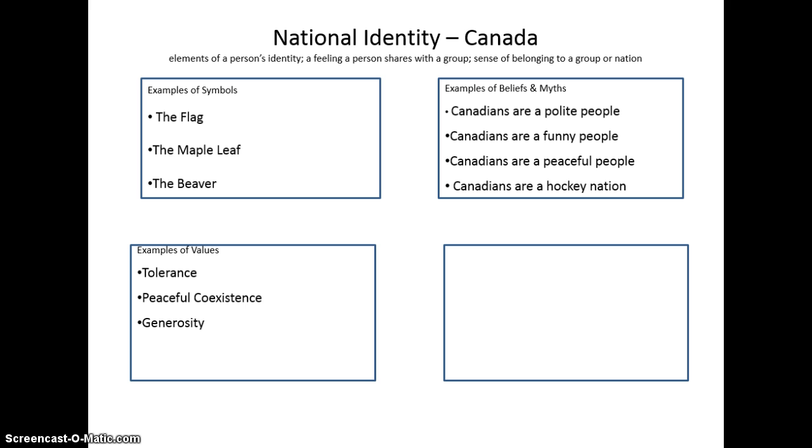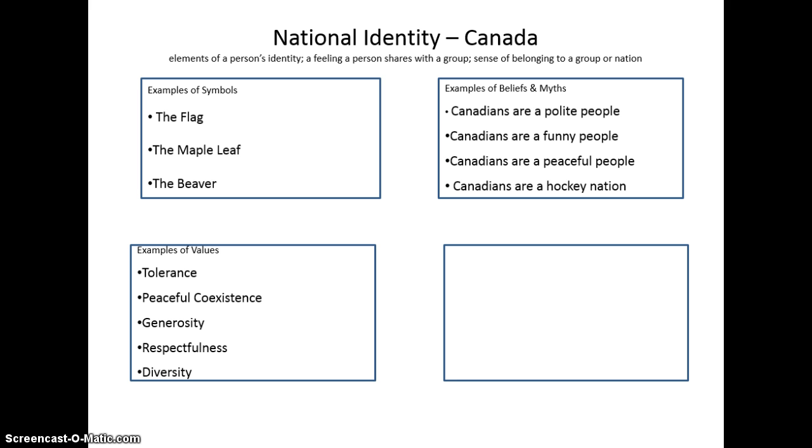Generosity is an important value of the Canadian people. Canadians are seen to be quite generous. They give both to charities within the country domestically and internationally, and generosity is seen to be an important value of the Canadian identity. Respectfulness, along with being a polite people, Canadians value the idea of respect and being respectful, and so respectfulness as a value is an important part of the Canadian national identity.